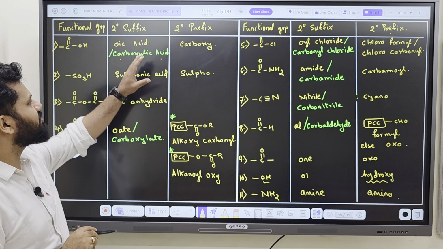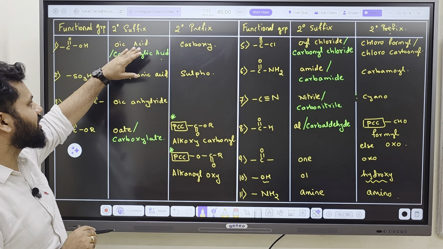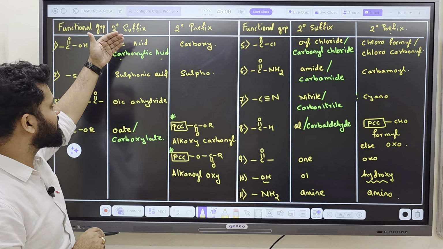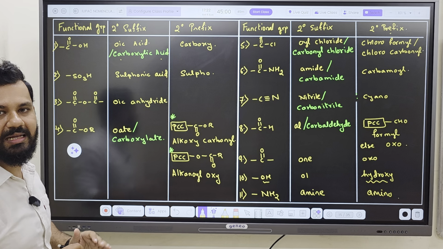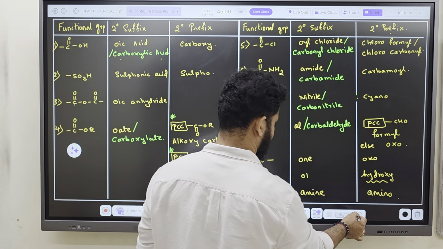Okay, so it's not that you can choose between oic acid and carboxylic acid. It's not that you can place any one. Oic acid is to be used in certain cases and in some special cases carboxylic acid is to be used. Let us take some examples to understand it.